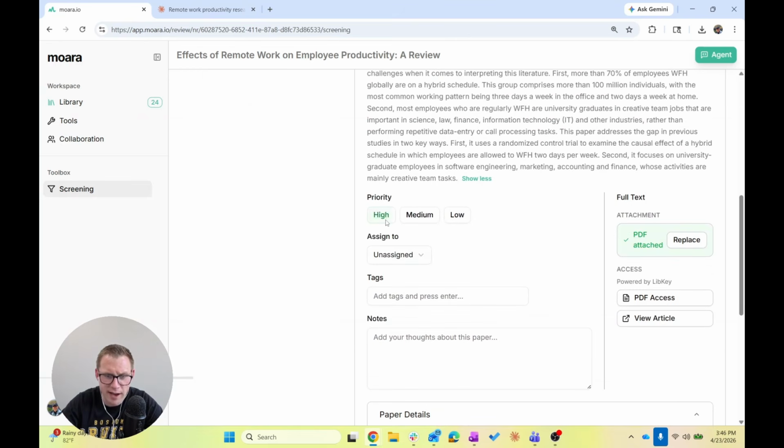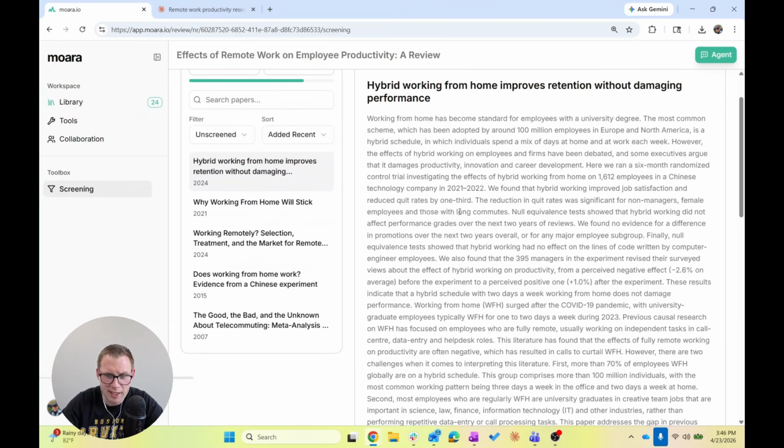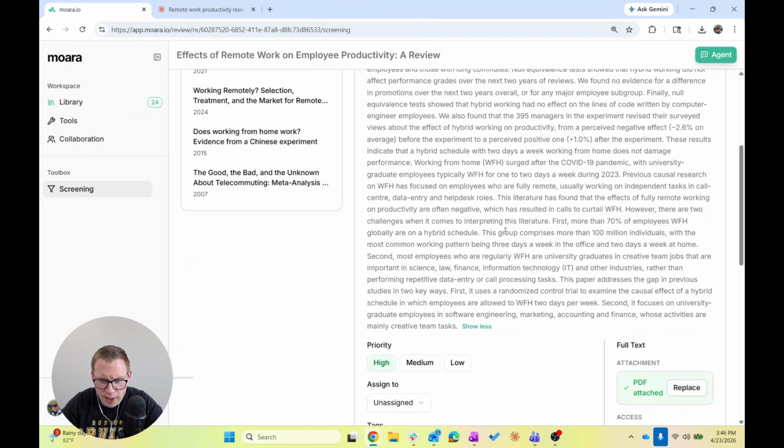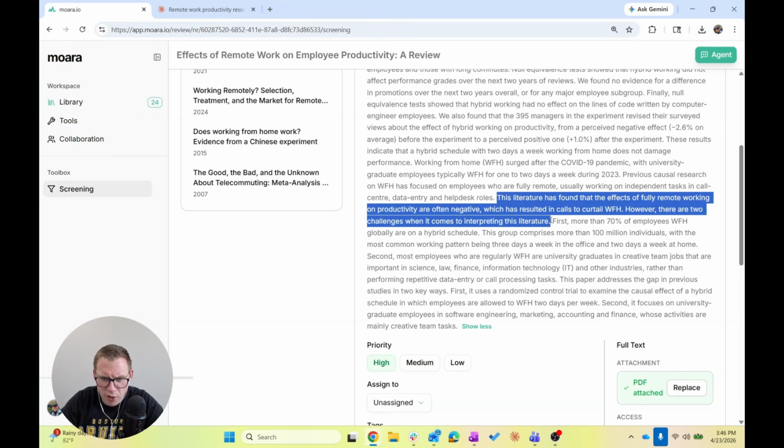I am going to mark this as high for two reasons. One is because it covers the hybrid arrangement. And then the second is actually really interesting, and that is that it challenges prior literature on the topic. So I want to talk again about the conflicting evidence here.